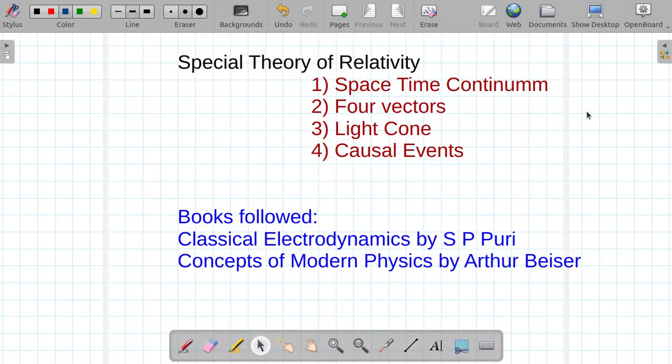to this lecture. This is a lecture which is basically based on the special theory of relativity, and in this lecture I am going to talk about space-time continuum, four vectors, light cone, and a brief idea about the causal events. And for this I follow two books.